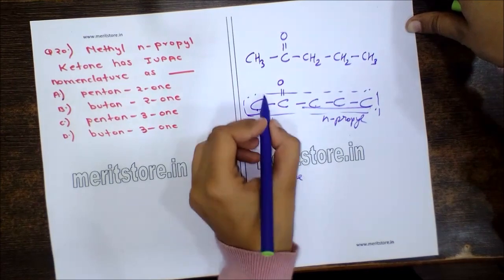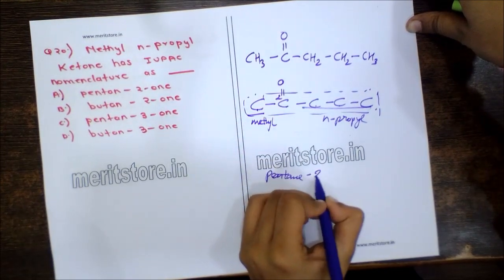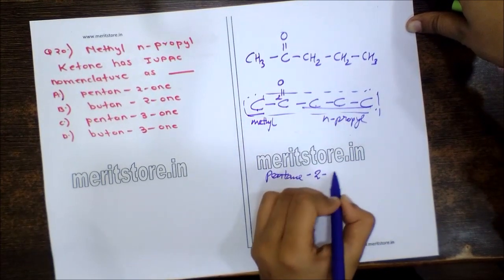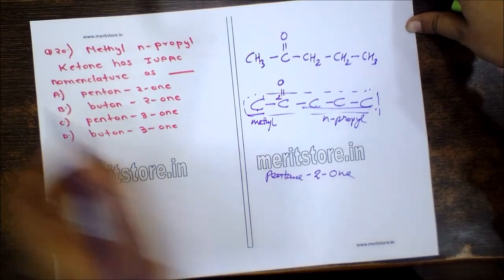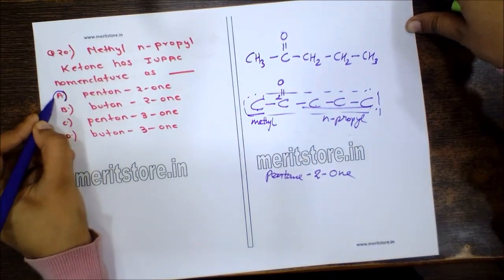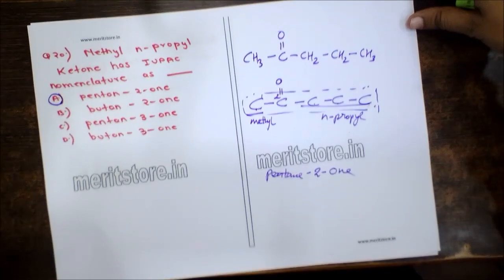Then the shortest number rule is 1 and 2. So this will be pentane 2. And since it's a ketone, it will be one. Pentane 2-one. Option A, pentane 2-one, is my correct answer.